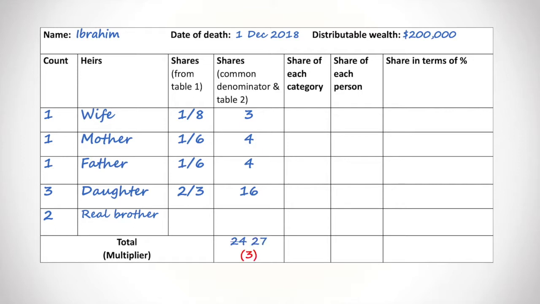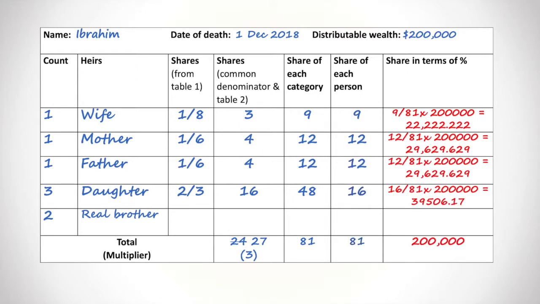Since we have three daughters and the 16 has to be divided into three parts, we multiply this whole column and use 3 as the multiplier. Our answers are 9, 12, 12, 48 out of the 81 shares. Each person will now get 9, 12, 12. Since there are three daughters, the 48 will be divided into three parts, which is 16 each, and the total will remain 81. For the shares, we get 9/81 into 200,000.